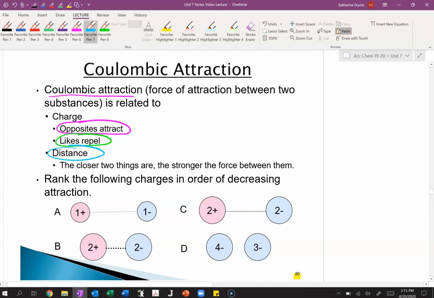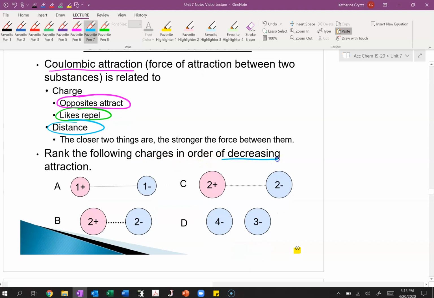I'm sure you've done this with magnets. If you've got them in the attractive direction, the closer they get, the stronger and stronger that force becomes. When you get them far enough away from each other, you don't even feel any attraction anymore. There's no pull together. So if I asked you to rank these charges in order of decreasing attraction, that means high attraction to low attraction, first of all, we want to look at which ones are actually attracted to each other. If you look at A, B, and C, those are all opposite charges, so those are all going to be attracted to each other. D are like charges, so D should have the lowest attraction because it actually is a repulsion.